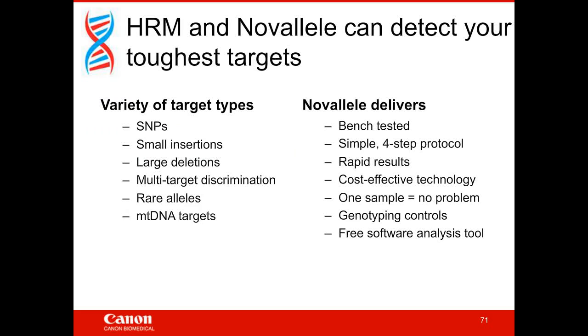Before I get to questions, I would like to summarize by saying that I hope you can now see how HRM and Novallele can help detect your toughest targets. HRM detects a variety of targets, including SNPs, indels, rare alleles, and mitochondrial DNA. And Novallele delivers a bench-tested, simple protocol with rapid results that is cost-effective. It offers genotyping controls so you are not limited to sample number, and you can test as little as one sample at a time. I urge you to reach out today to see how Novallele can help detect your tough targets.